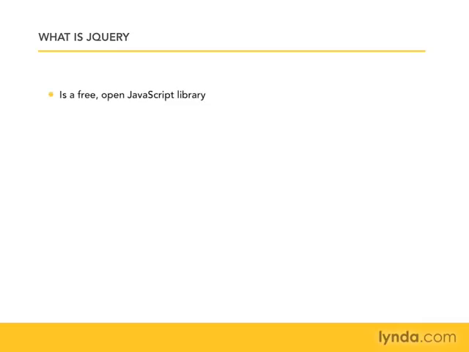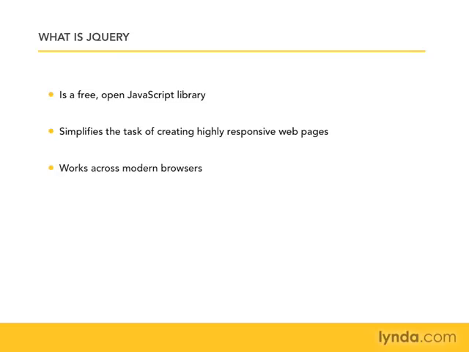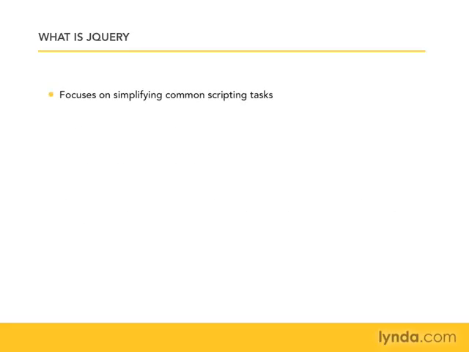jQuery is a freely available, open source JavaScript library, and its purpose in life is essentially to simplify the task of creating modern web pages that are highly interactive and responsive, essentially full of all the Web 2.0 goodness that you see all over the internet today. It works across all the modern browsers, and one of the great things about jQuery is that it abstracts away a lot of the browser-specific features, which allows you to concentrate on the design and finished result that you're trying to achieve, rather than spending all your time trying to figure out how to achieve various effects and features within individual browsers.